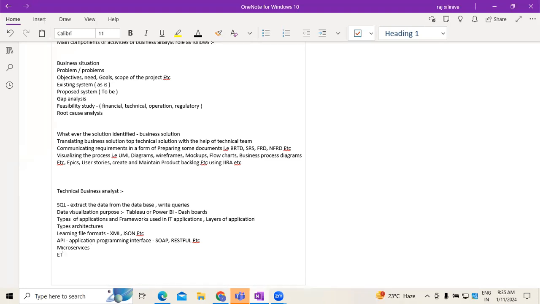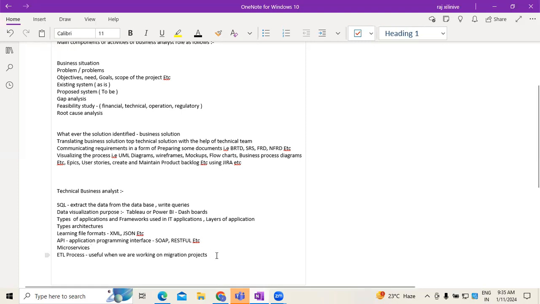Next, the ETL process, because whenever we are working on migration projects, the ETL process is something we have to be familiar with. It is useful when we are working on migration projects, moving from old traditional legacy systems to the new application. So this is also one of the key and prominent elements which people expect nowadays.